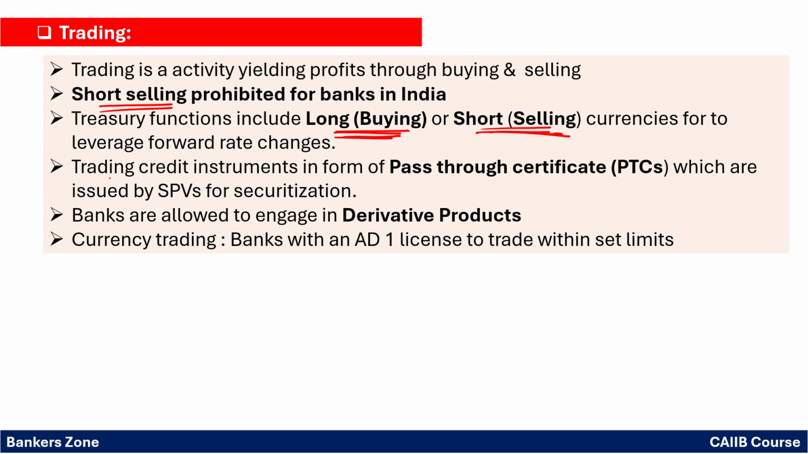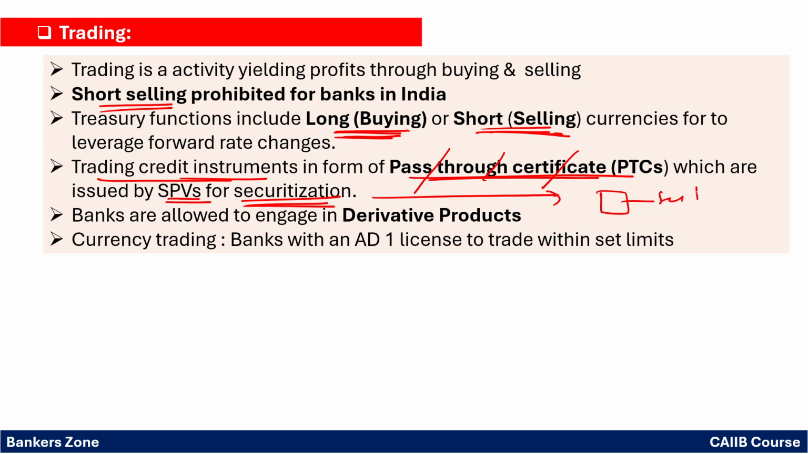Okay. The trading credit instrument in the form of PTC. What is PTC? PTC stands for pass through certificate, which is issued by a special purpose vehicle, SPV, for the purpose of securitization. Securitization means simply that when a loan becomes NPA, the bank will sell that loan to a company, that is the SPV. After purchasing that NPA loan, the company will issue the pass through certificates.